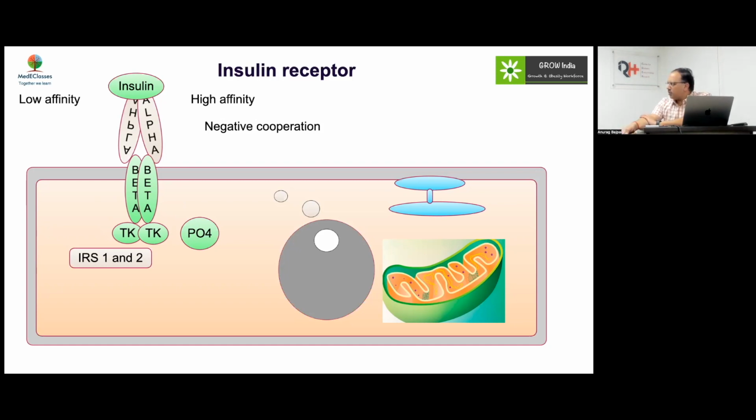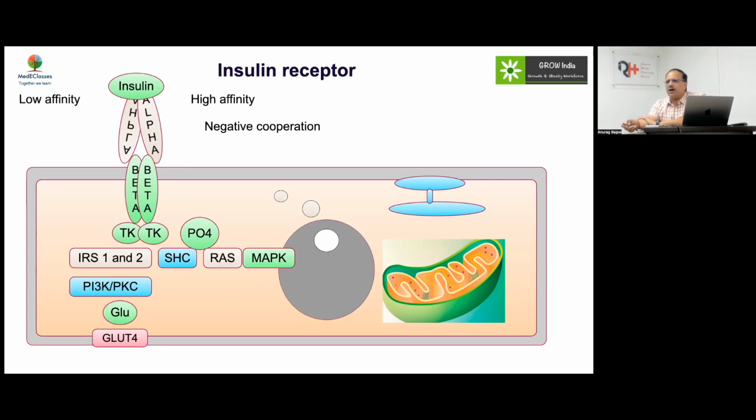So you have insulin receptor substrates 1 and 2, which will then activate PI3 kinase, which will result in the entry of glucose into the cell, predominantly through the insulin-dependent GLUT. There is also a second pathway which activates MAP kinase, which causes cellular growth and mitogenesis.